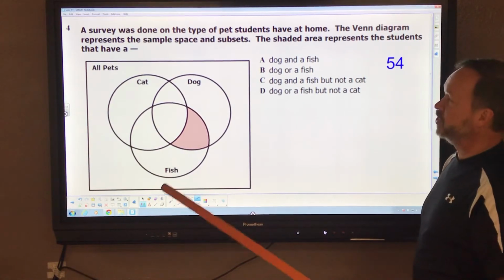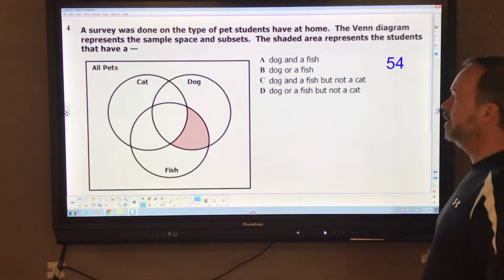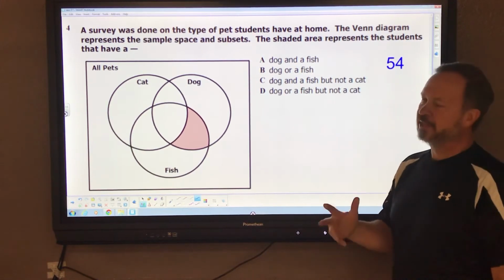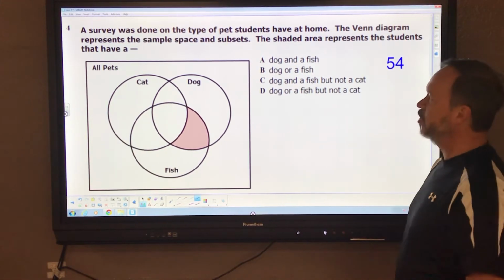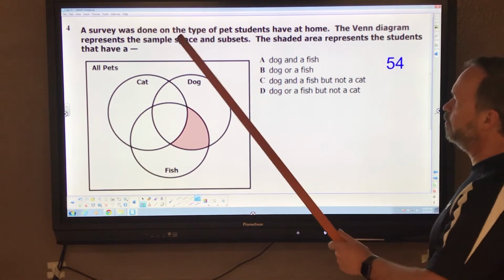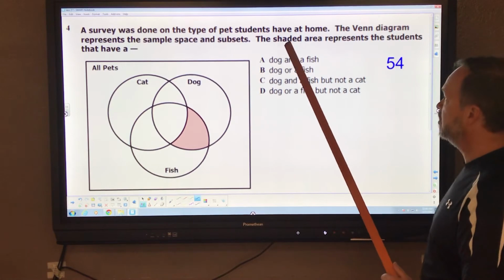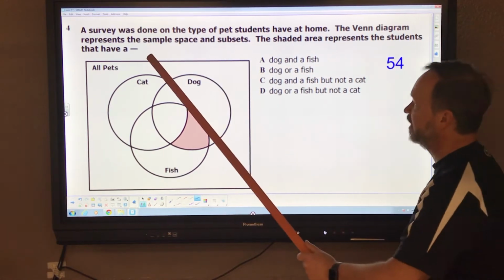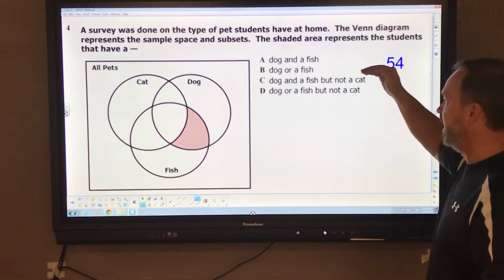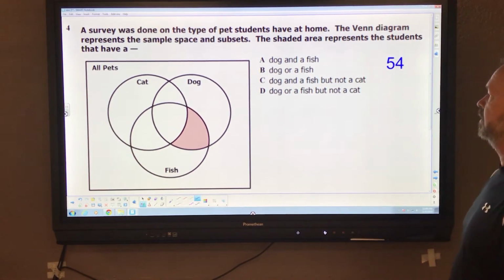This is a tricky question. A lot of people have trouble with this one. Words mean so much. We speak English, but yet words mean so much. A survey was done on the type of pet students have at home. The Venn diagram represents the sample space and subsets. The shaded area represents the students that have a blank: a dog and a fish, a dog or a fish, a dog and a fish but not a cat, a dog or a fish but not a cat.